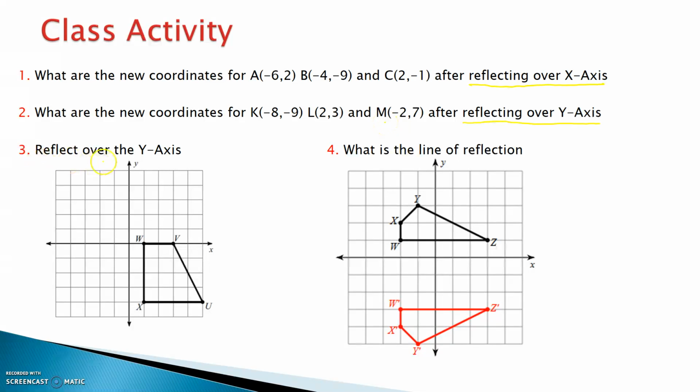For number 3, reflect over the y-axis. Yep, you do have to draw this picture down, and I need you to reflect over the y-axis. Take out your highlighter. Okay, use that highlighter to help you out. And number 4, what is the line of reflection? This is what we learned yesterday, right? I gave you the pre-image up here in black, and I give you the image here in red. Again, what is that line in between? What's that line of reflection in between? Make sure you give me the equation. This is going to be x equals something or y equals something. Take a look back at your notes if you forgot.